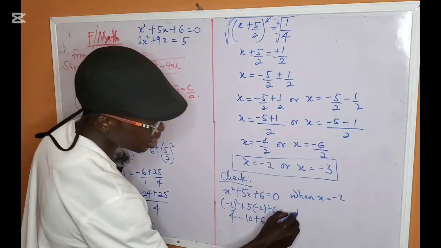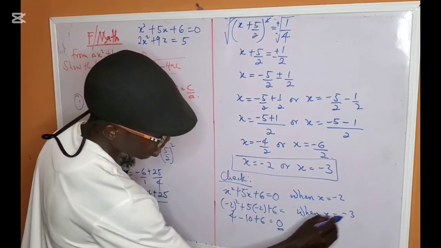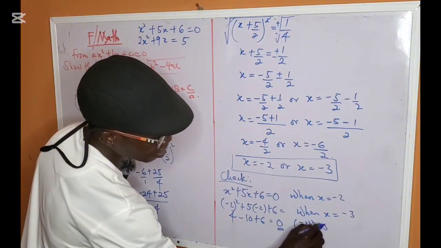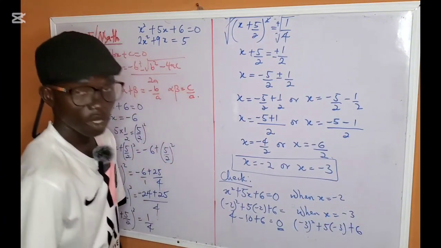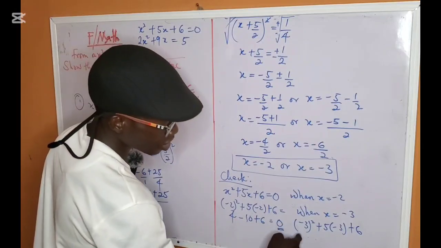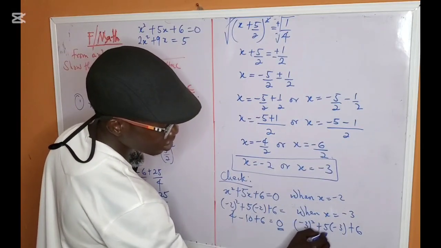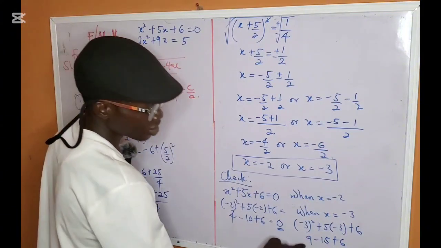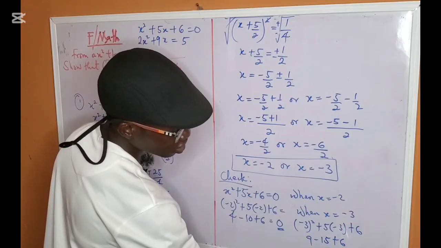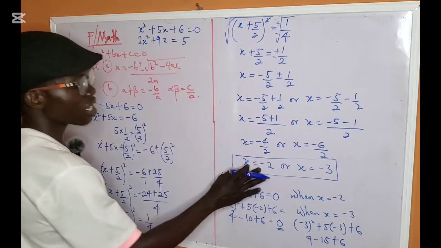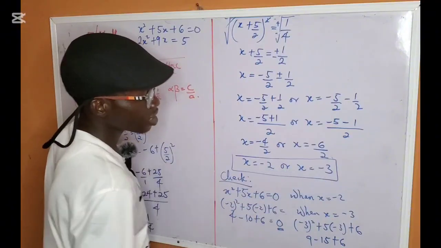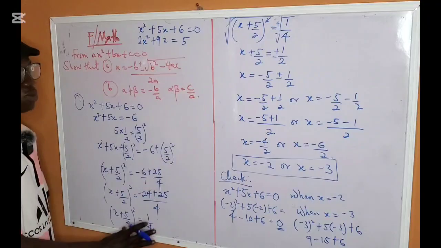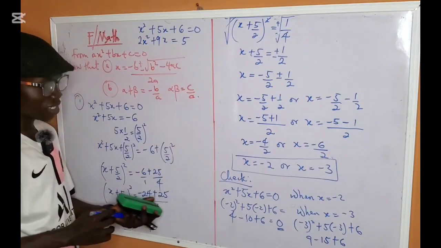Now what of when x equals minus 3? Let's try that also. It's going to be minus 3 squared plus 5 bracket minus 3 plus 6. We want to check if it's going to give us 0. Minus 3 times minus 3, that's plus 9. Plus and minus, minus. 5 times 3, 15, plus 6. 9 minus 15, that is minus 6. Minus 6 plus 6, the answer equals 0. So it is showing that both x equals minus 2 and x equals minus 3 satisfy this quadratic equation. This is how to use the completing the square method to solve a quadratic equation.